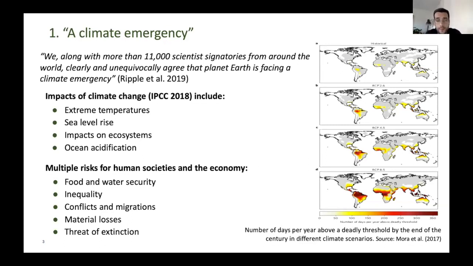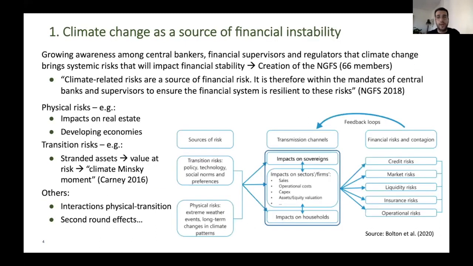And you could have a bunch of other issues such as food and water security. There are studies on the potential conflicts and migration that could happen. And some scientists here, I'm not talking about people who want to be catastrophic per se, but really some scientists who talk about the threat of extinction for part of humanity. So you have these issues that are coming to the fore today.